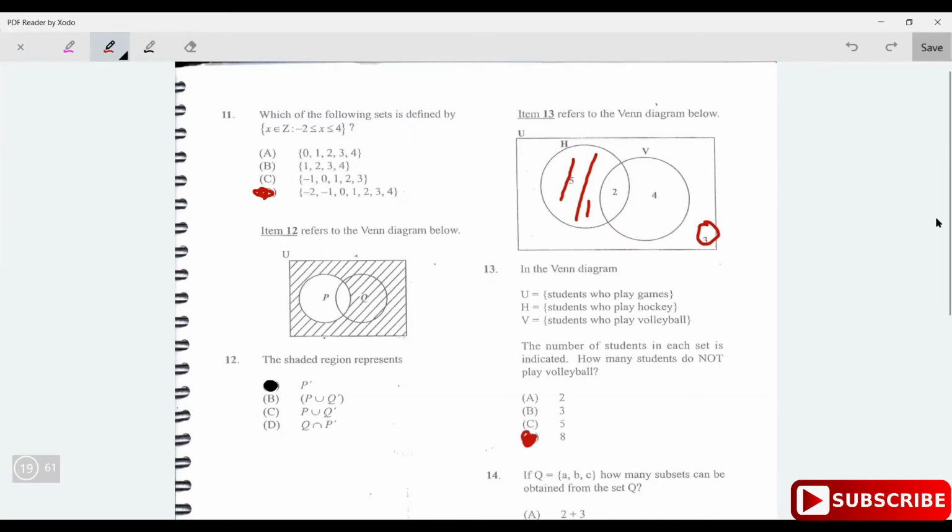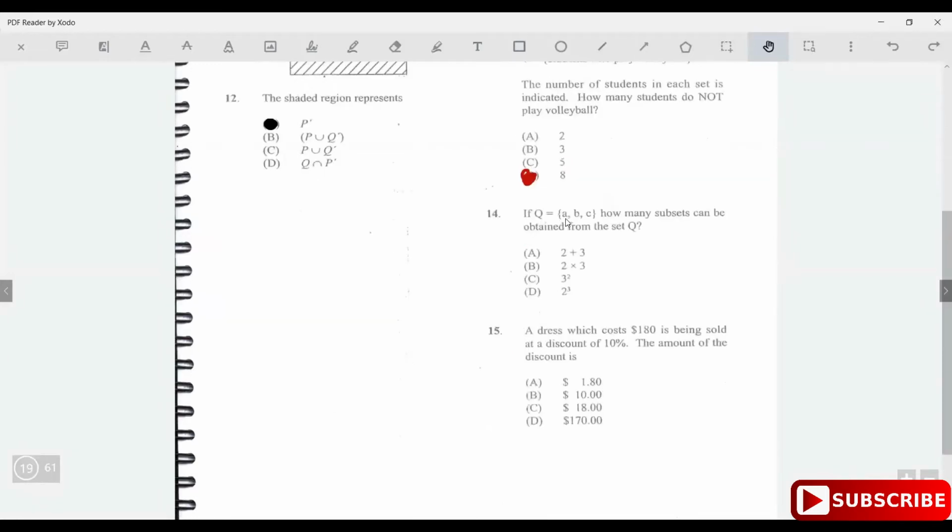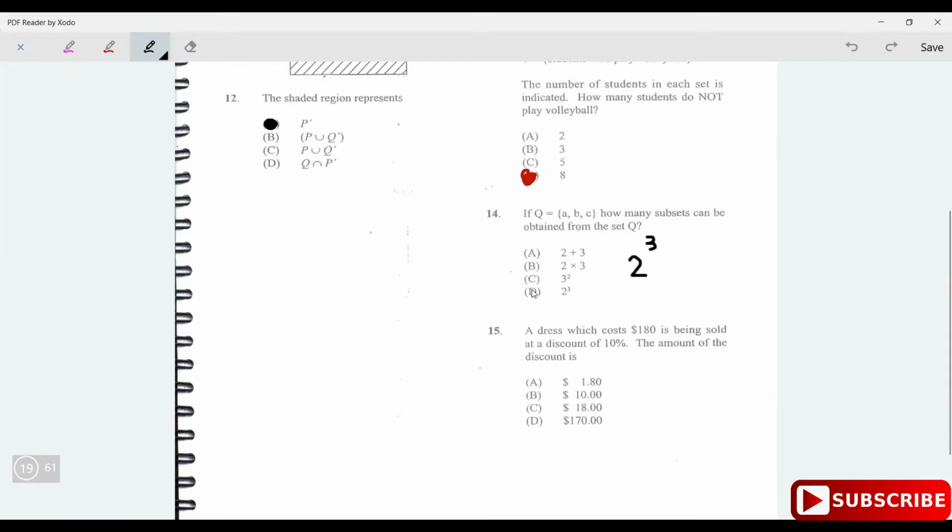Nice. Question 14. Question 14 says, if Q is equal to A, B, C, how many subsets can be obtained from Q? The amount of subsets that can be obtained is 2 to the n, where n is the amount of elements in the set, which is 2 cubed. That is option D. Nice.